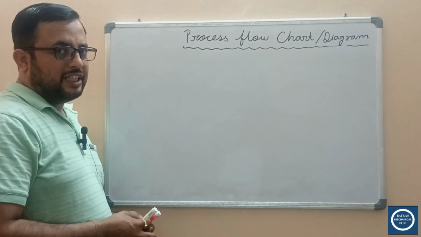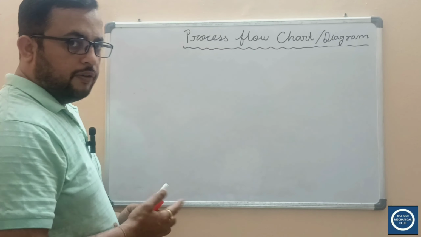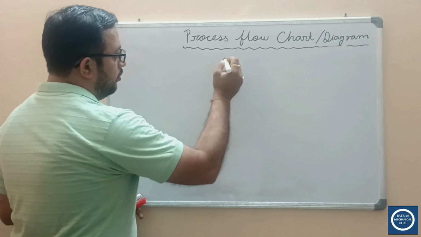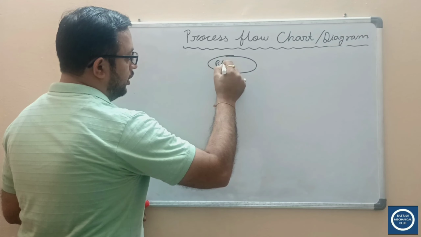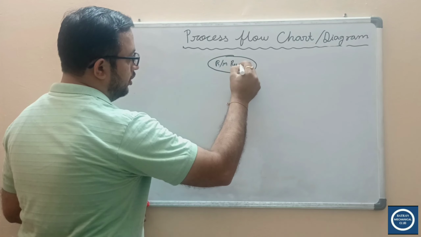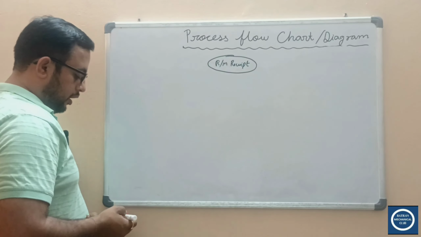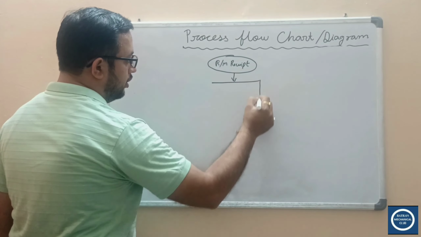Friends, now we will try to make a process flow chart. First we will receive a raw material. So from receiving the raw material, our process gets started. Raw material received. After that, what we will do is inspect that material.